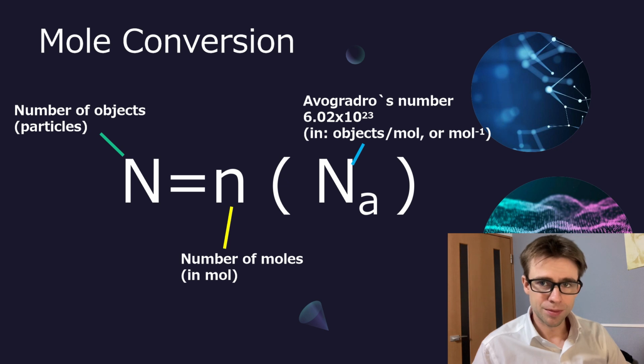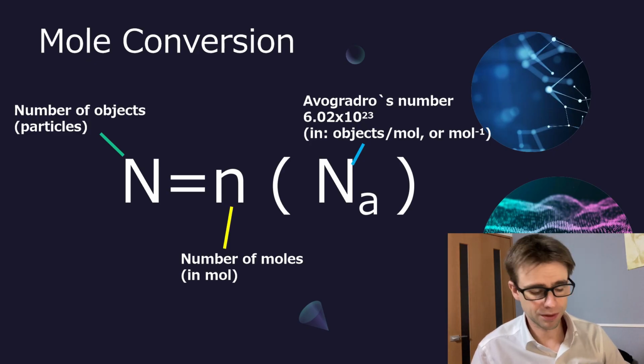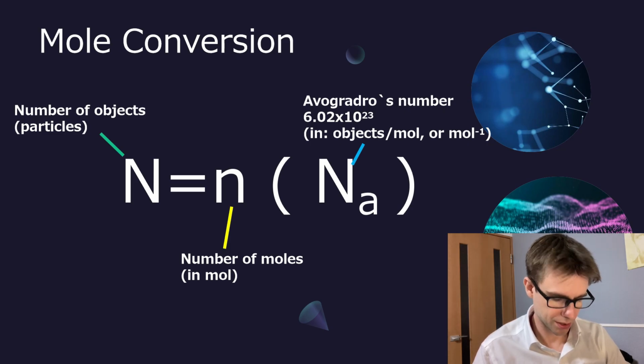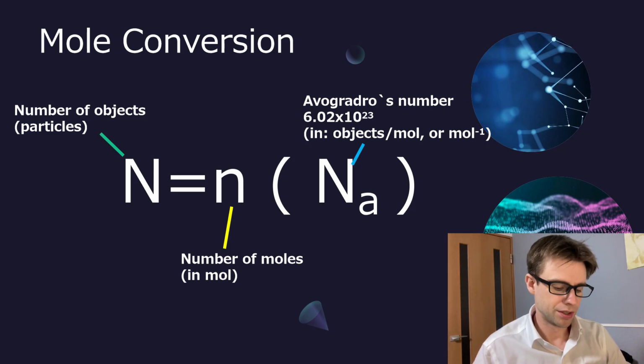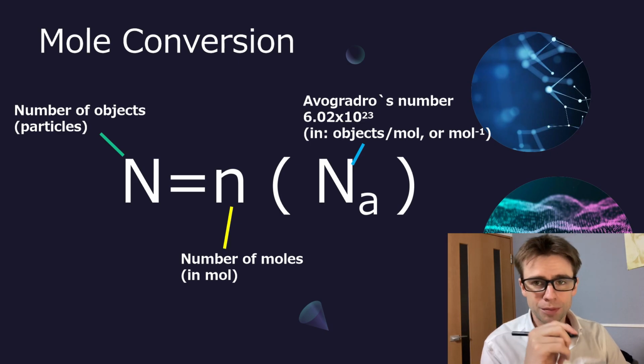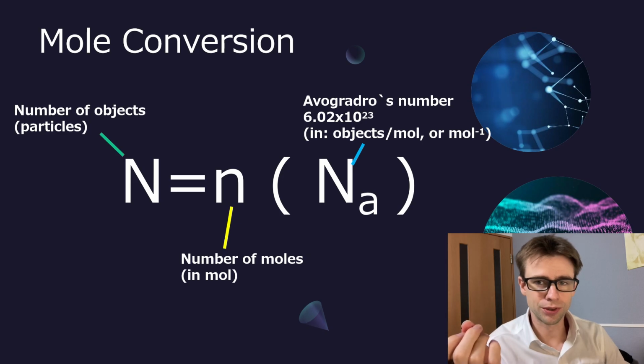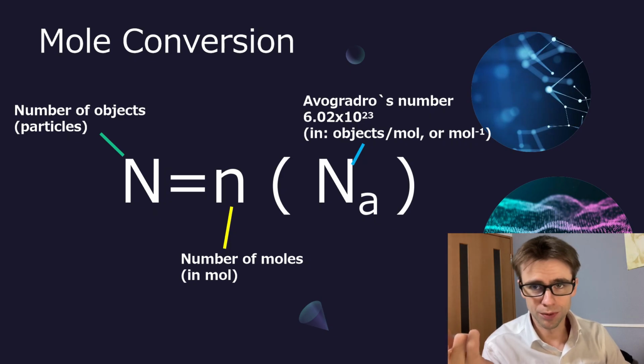So an equation then comes out of this, fairly simple equation. Number of objects or particles, big N, equals number of moles, little n in units of moles, multiplied by Avogadro's number, 6.02 times 10 to the 23, a constant number. And the units of that are usually mole to the power of -1, meaning per mole, but it really means objects or particles per mole. We just usually understand that we're talking about atoms or molecules, so we just ignore the objects part of that.